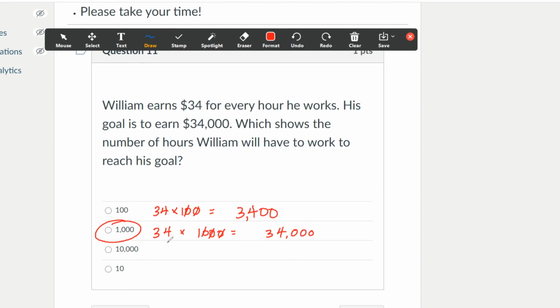If you want to, you can also test out the other answers just to really see if you did it right. We have 34 times 10,000 and 34 times 10. You'll notice that there's 1, 2, 3, 4 zeros, and then 34 times 1. And that's 340,000, and that's out. And then we have 34 times 10, there's 1 zero, and then 34 times 1, that's only 340, so that's also out. So our answer here is going to be 1,000 hours.